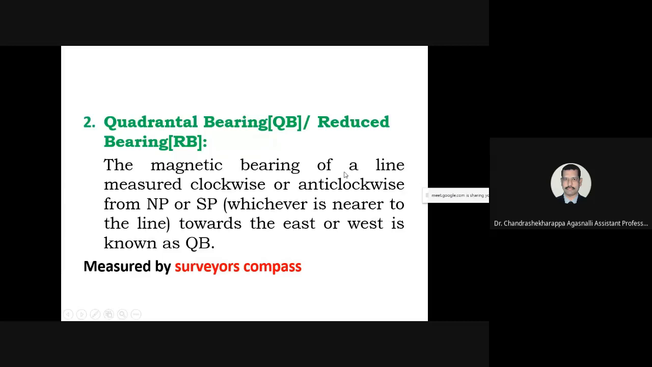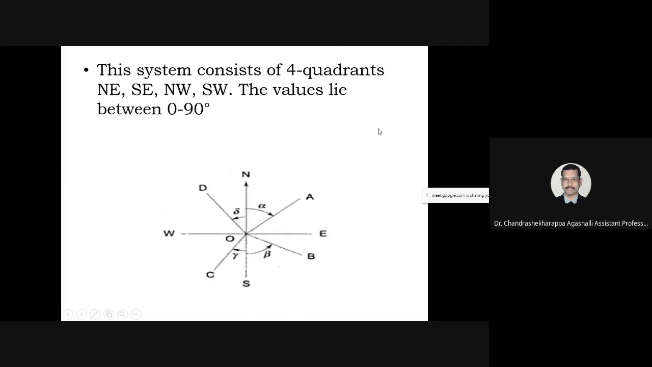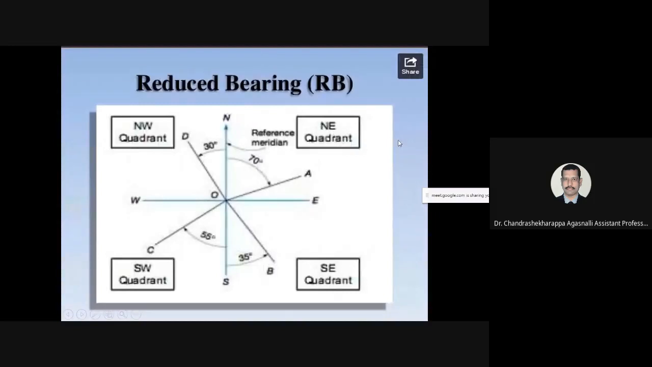That is a very simple one. You can understand this, and it is generally measured by the survey compass. Here you can get a clear picture of this. This system consists of 4 quadrants: north, east, south, west, northwest, southeast. The values will be in the 1st, 2nd, 3rd and 4th quadrants. It is very simple. This is called a reduced or quadrantal bearing.